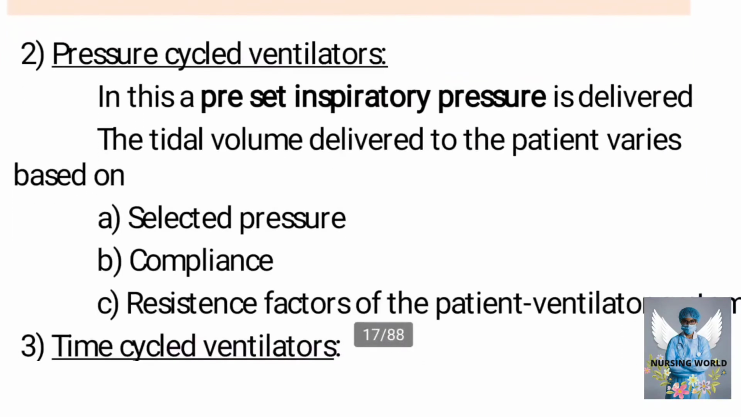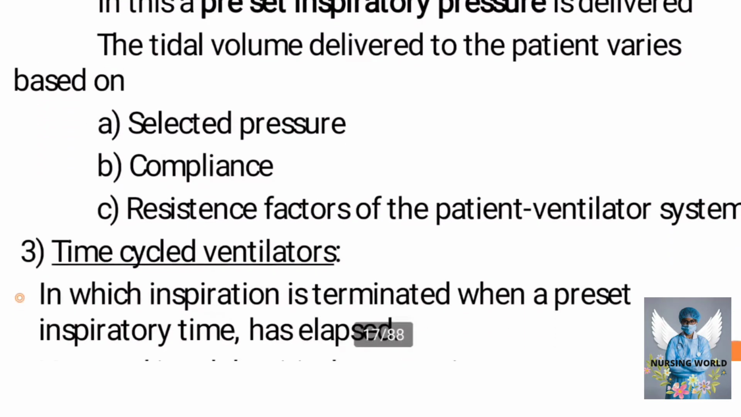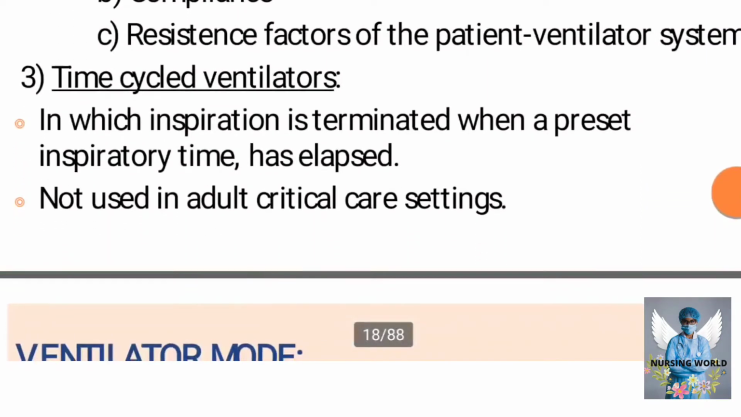Next is the pressure cycled ventilator. In this, a preset inspiratory pressure is delivered. The tidal volume delivered to the patient varies based on the selected pressure, compliance, and resistance factors of the patient-ventilator system. The third one is the timed cycled ventilator, in which inspiration is terminated when the preset inspiratory time has elapsed. It is not used in adult critical care settings.